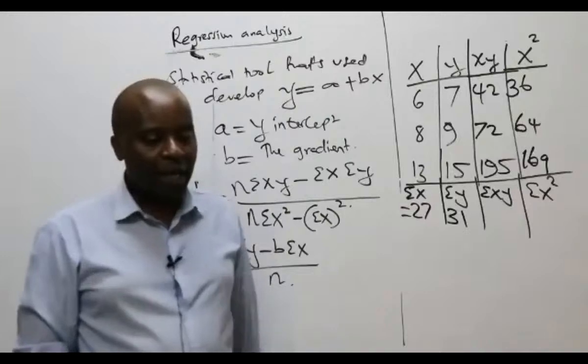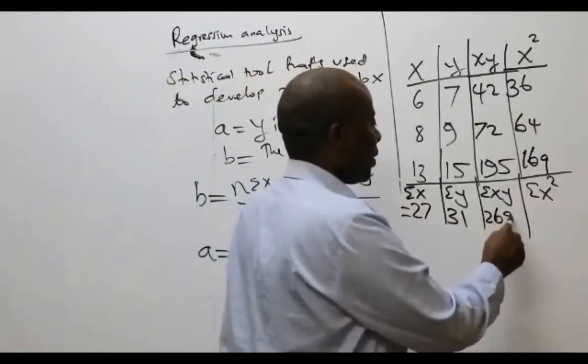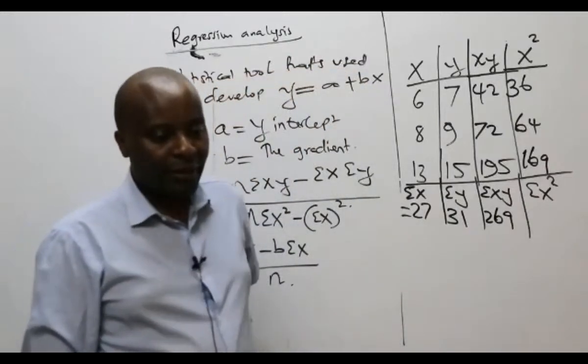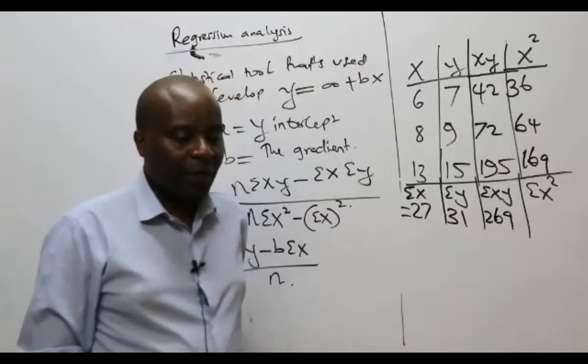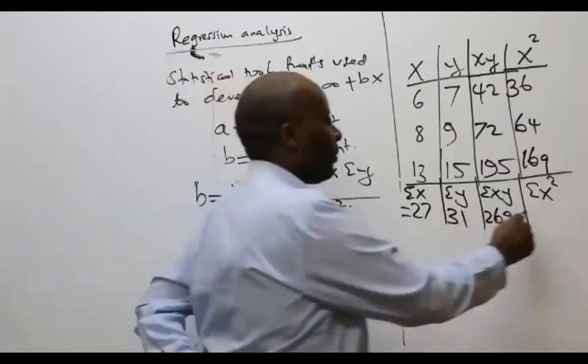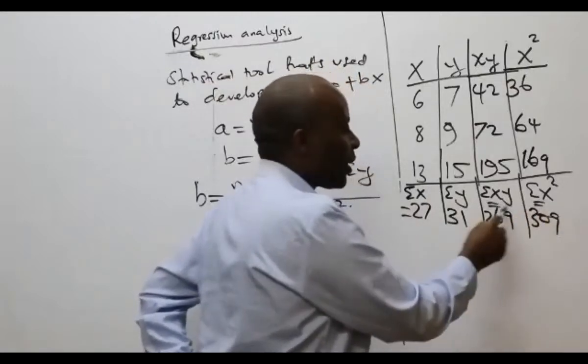How about the third one? Summation of xy. Sharon tells me it is 269. Summation of x squared. What do we have under summation of x squared? 309. Thank you very much. So remember that these are summations, summations like that.